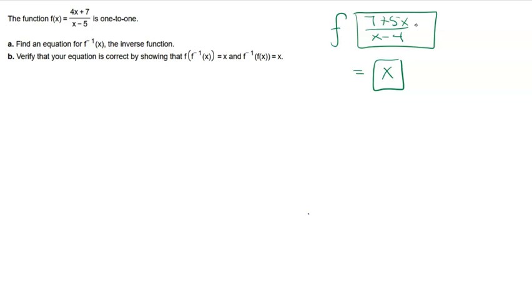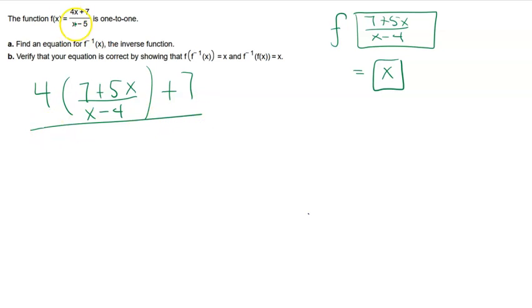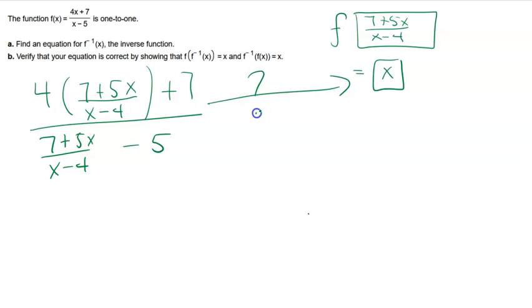So f of 7 plus 5x over x minus 4 is actually going to be, my f function is right here, so it's going to be 4 times 7 plus 5x over x minus 4 plus 7, divided by my x again, which is 7 plus 5x over x minus 4, minus 5. Now that is supposed to simplify to give me x. And we've got to figure out if it does.